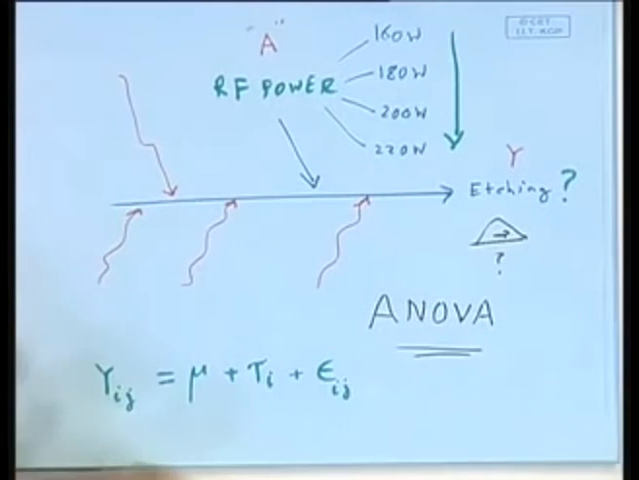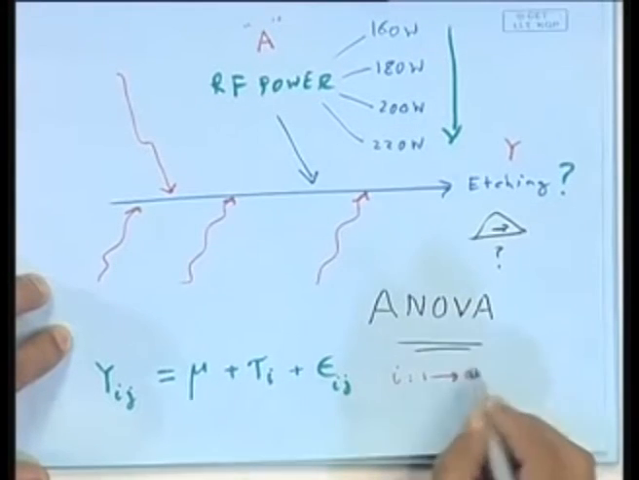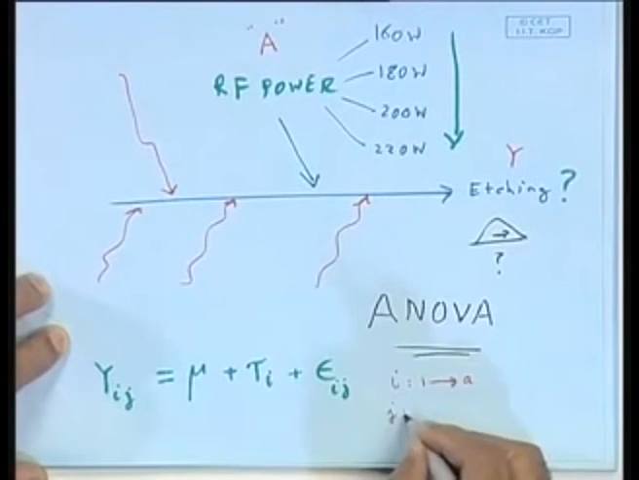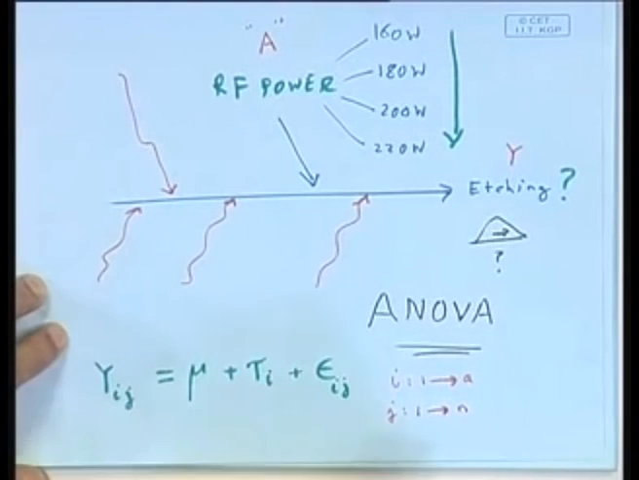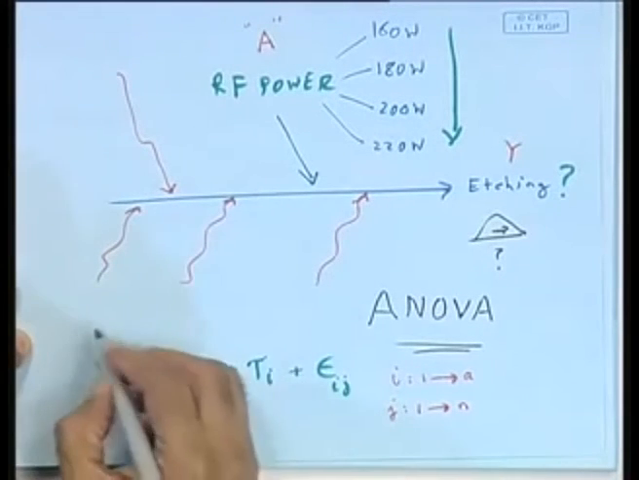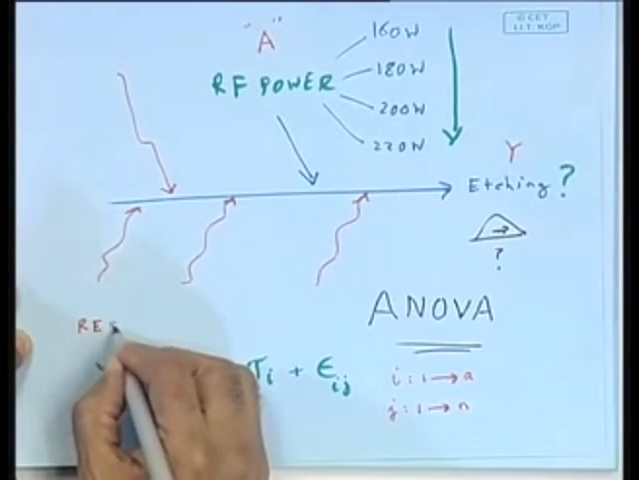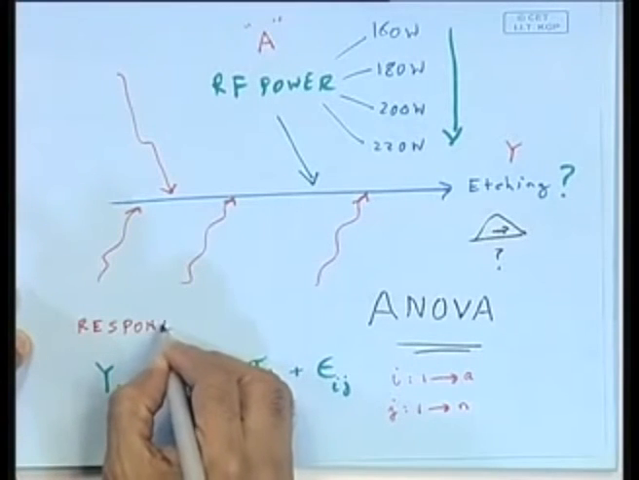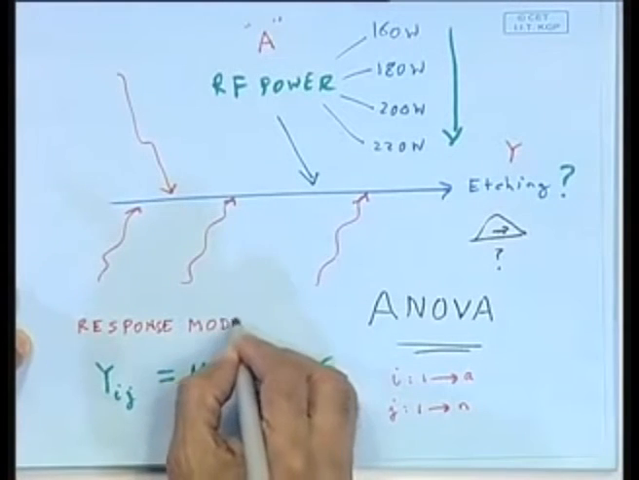So there are a different settings that are possible. Just note this down: i here is going from 1 to little a, and j is going from 1 to little n. And I've got a total of then a times n trials. I've got yij, a times n different values of this. Now this is my model. This is going to be my theoretical response model. I'm just going to write this down as response model assumed.